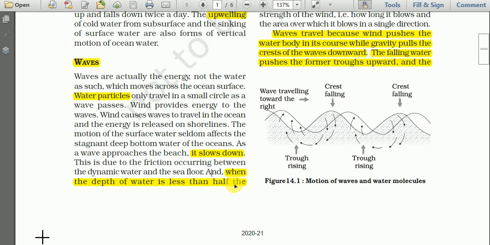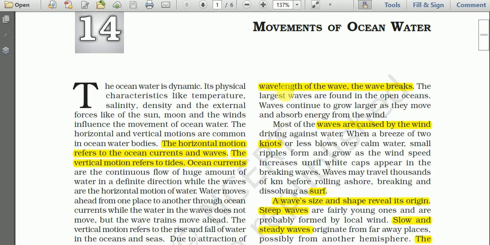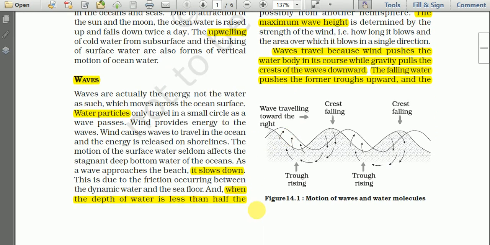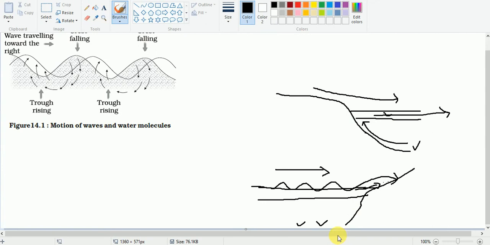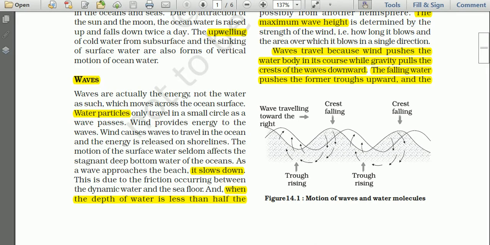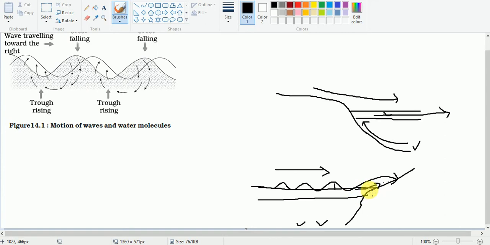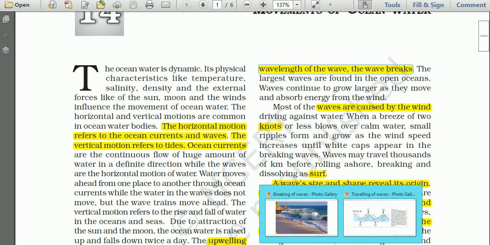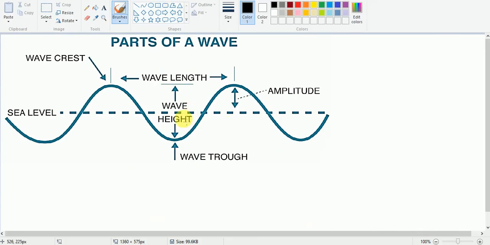And when the depth of the water is less than half of the wavelength, the wave breaks. See here, when the depth of the water at the coast is less than half of the wavelength, the wave breaks. Wavelength, see another diagram here, and this is the wave.